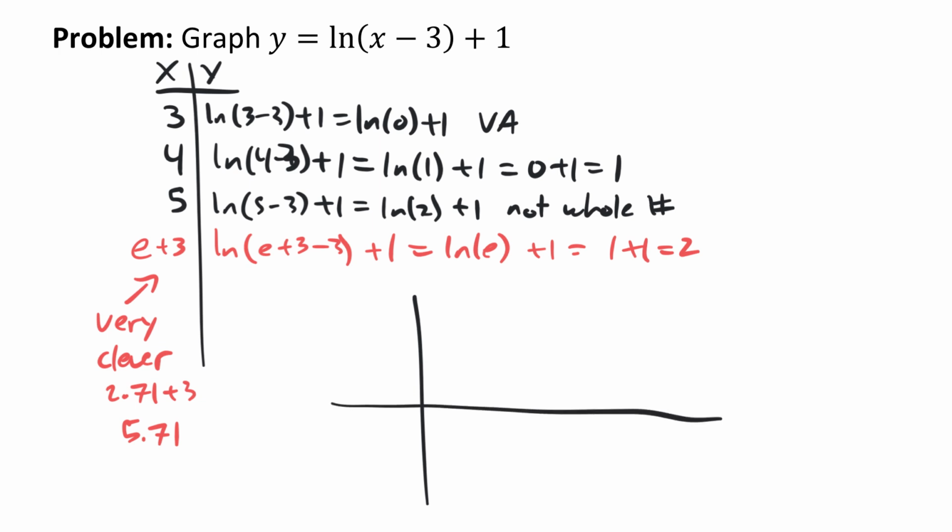So let's draw our axis. 1, 2, 3, 4, 5, 6. And then we know we're going up 1, 2. So at 3, we've got that vertical asymptote. At 4, we have the point at 1. And then at 5.7, right here, this is probably e plus 3, we've got 2. Okay, so again, getting that second point was a little weird, but as long as we got really clever and thought about what needed to cancel with that minus 3, we should be good to go.